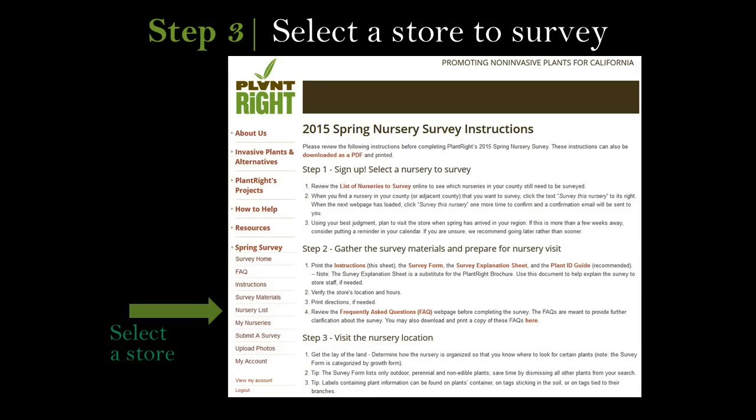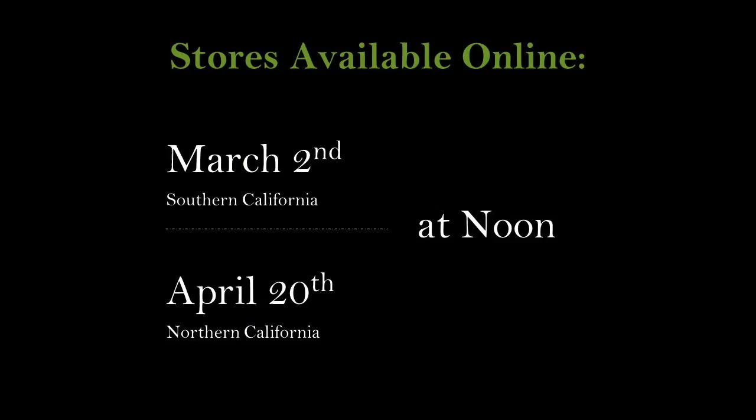You can access this list again through the sidebar, shown by the arrow here, or through the link in the instructions text. Back to the timing. So the nurseries will actually become available to sign up for on our website at noon, a week from today, on March 2nd, Monday at noon for Southern California. And up in Northern California, their list of nurseries is going to be available on April 20th.